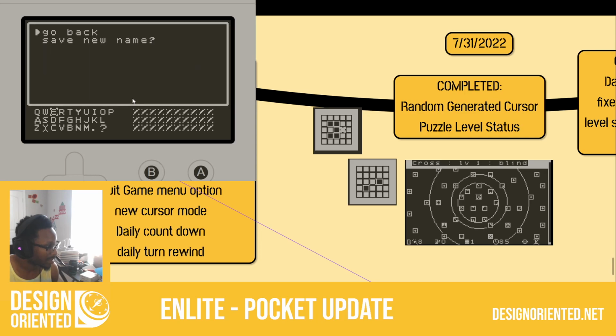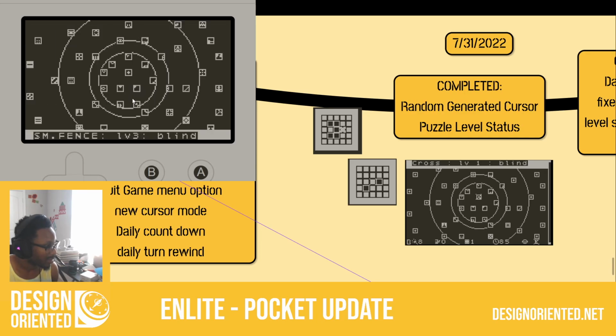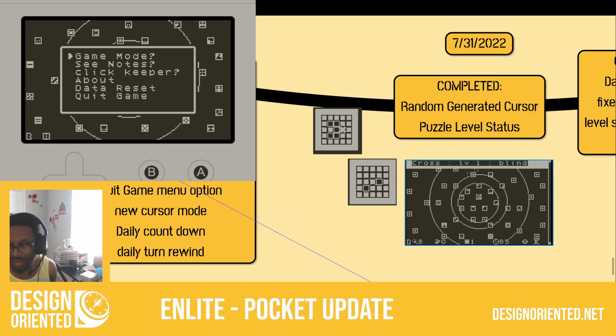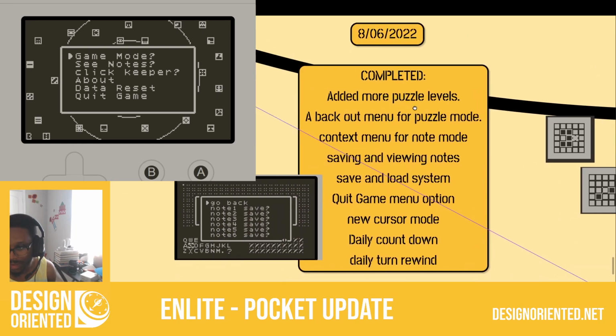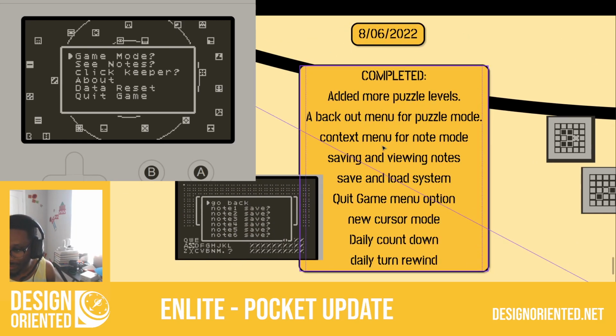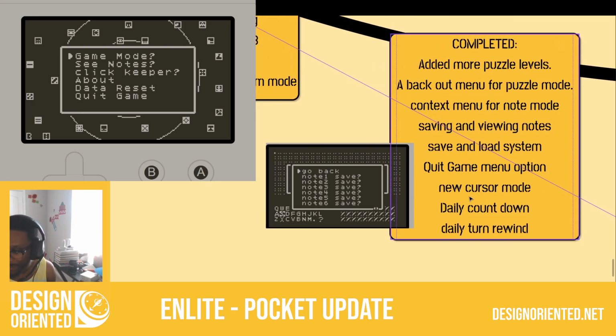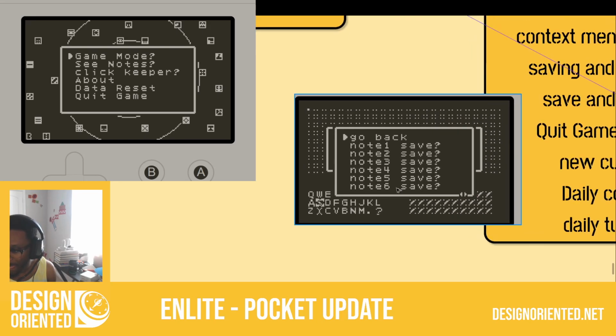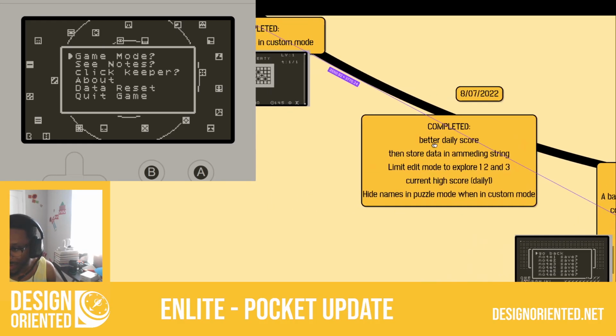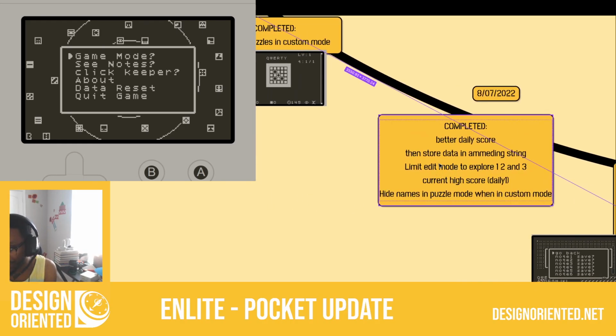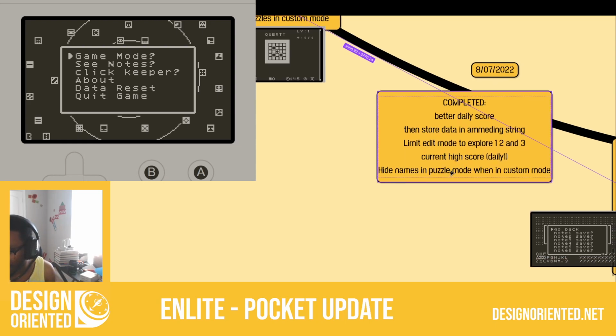And going through this whole process, small fence, is something really cool. So now you can run through the whole process, and getting those features took me about a month. I added more puzzle levels, backed out menu for puzzle mode, context menu for note mode, saving viewing notes, save load system, quick game, new cursor, daily countdown, daily turn rewind. So like all these features kind of incorporating them, a better daily scoring system, then let this store data, amend the strings, limited edit mode to only explore mode.